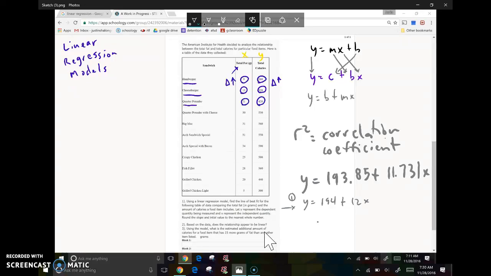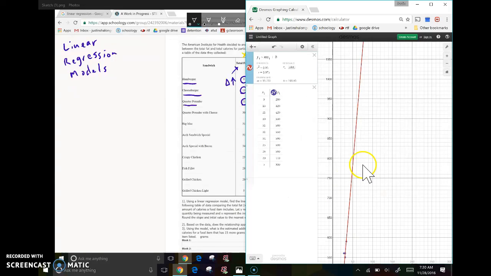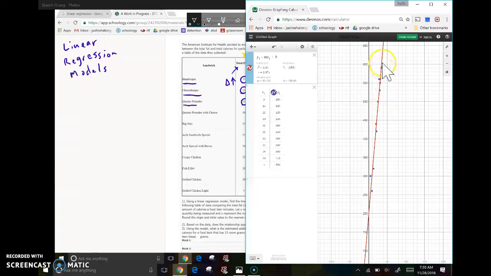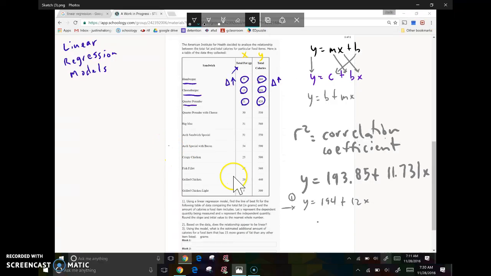Now question number 2 says, based on this data, does the relationship appear to be linear? Well, we can go back to the table and tell for sure. Yes, the data points create an almost perfect line, right? And remember, we can just use the correlation coefficient. If this is pretty close to 1, then that means, yes, the data is almost a perfect line.